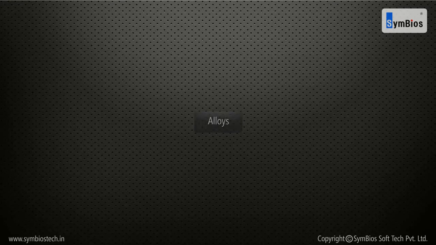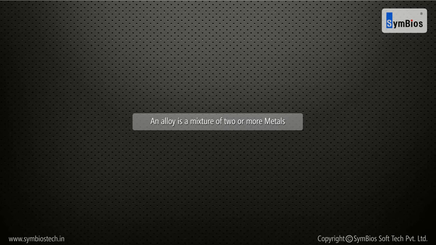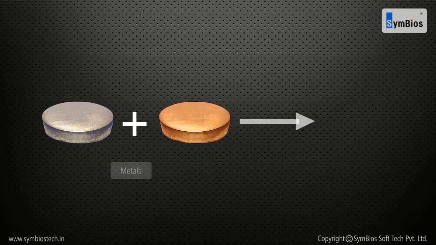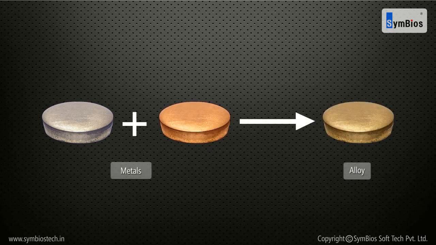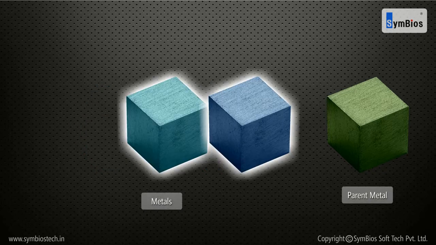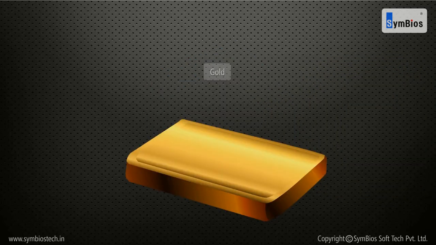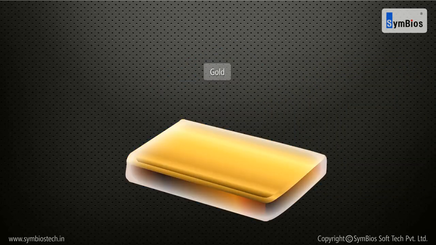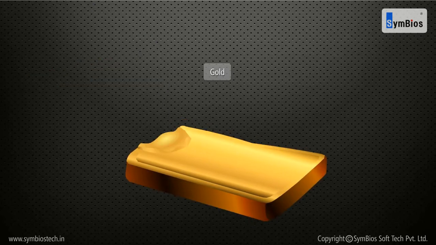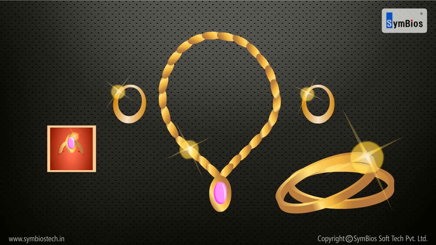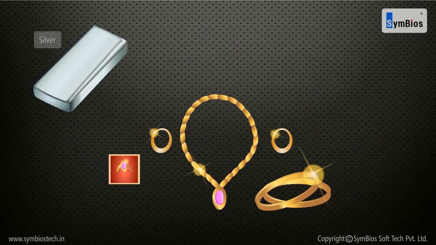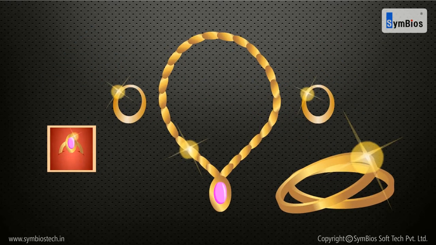Alloys. An alloy is a mixture of two or more metals. Alloys are manufactured because metals in their purest form are generally soft. In combination with other metals, the strength of the parent metal tends to increase. For example, gold is soft in its purest form and is difficult to shape and work with. Jewelers mix another metal, for example, silver, copper, etc., in gold to make it strong and workable.